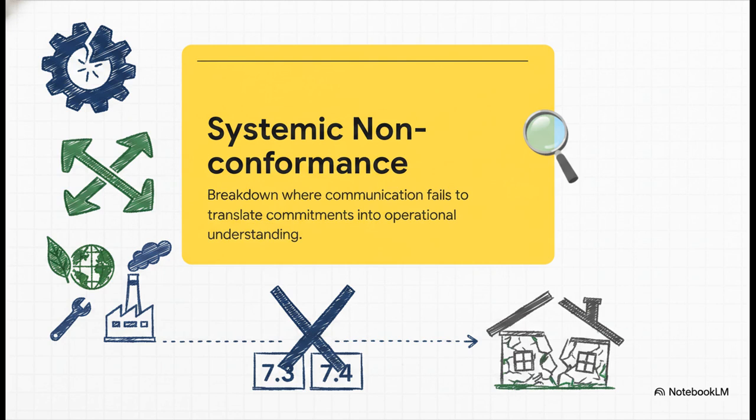But what happens when those elements just don't line up? You get a systemic nonconformance. And let's be clear, this isn't just a missing signature on some HR form. This is a massive, fundamental breakdown where communication processes entirely fail to translate environmental commitments into actual operational understanding across the organization. When clauses 7.3 and 7.4 fail together, the entire environmental management system loses its integrity because the policies are no longer driving the actual behavior.